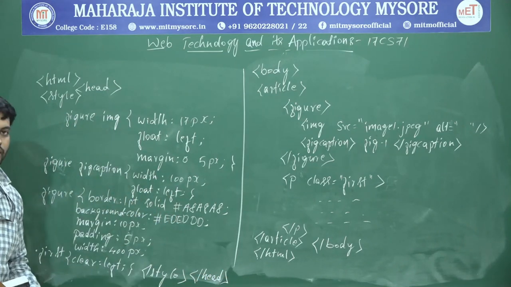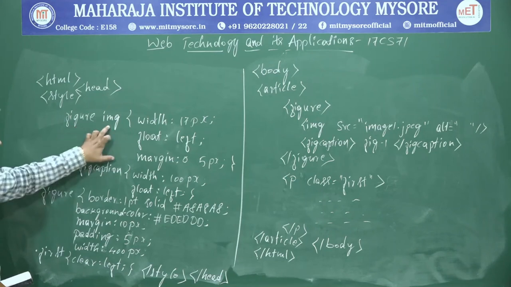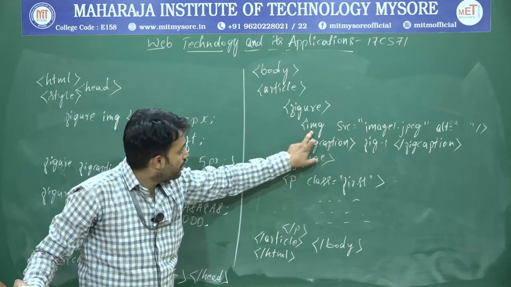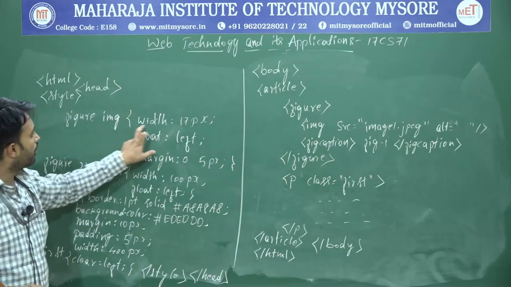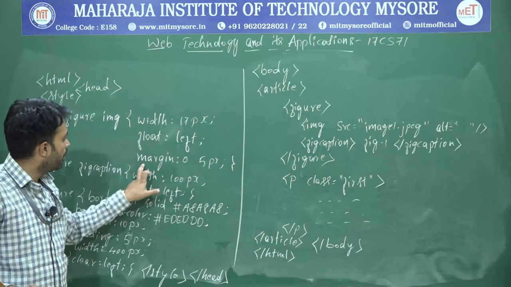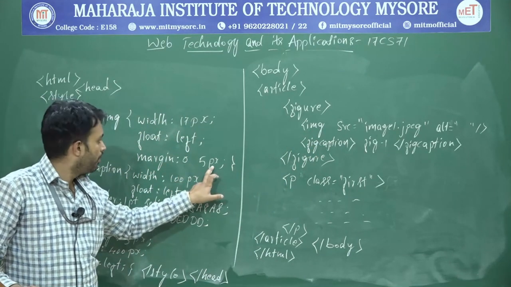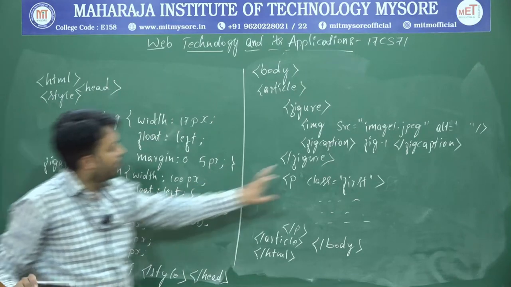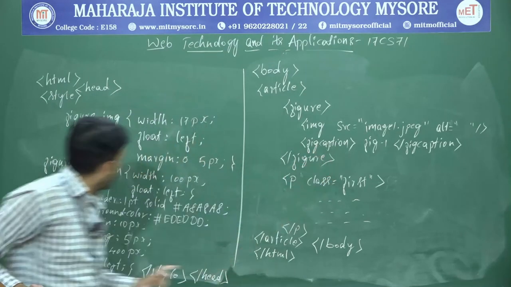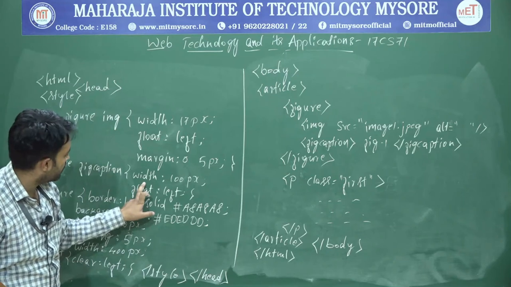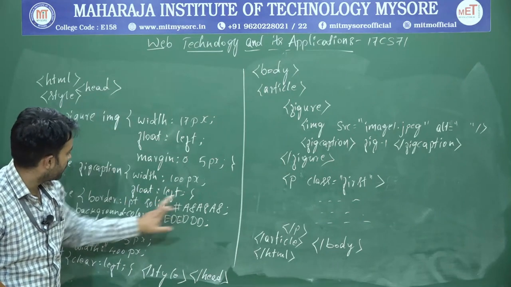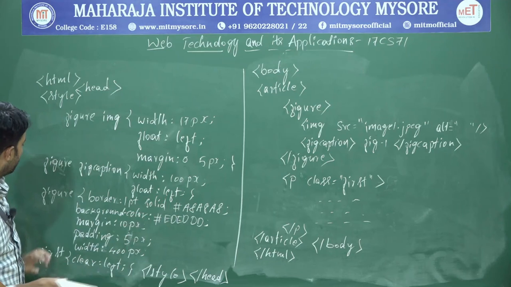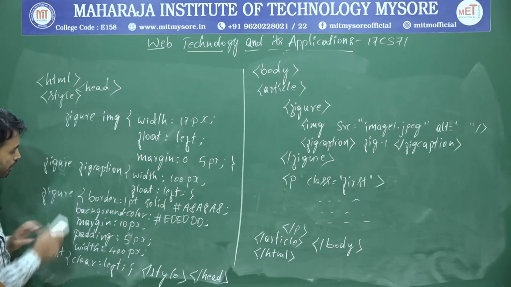Okay. So now the figure image, that means within that figure what we have is an image, right? For this image I have written width, and float is left, and margin is 0 and 5 pixels. And again, within the figure we had this caption, right? For that caption again I have given a style with width 100 pixels, float left.